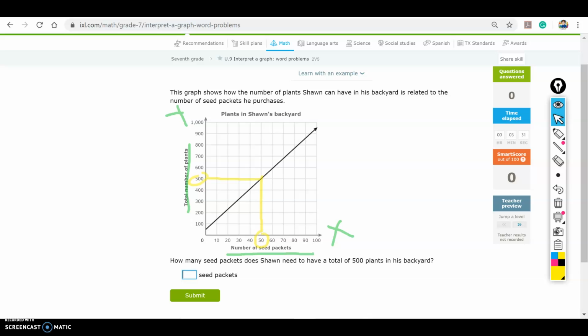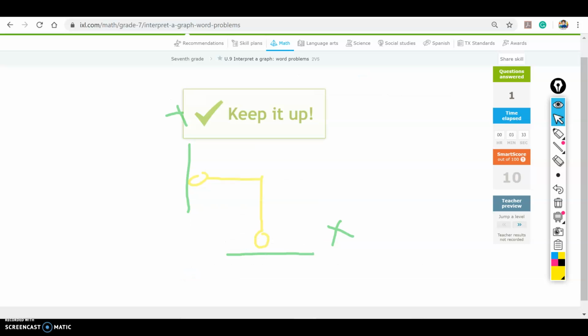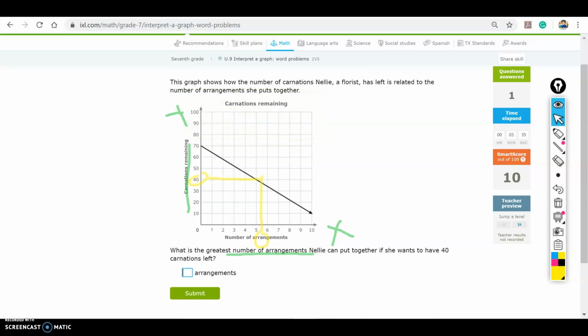So let's type it here. Let's see if that is correct. And we got it. Now let's see this question here. So let me erase that. There we go. I'm going to read the problem, then the question.